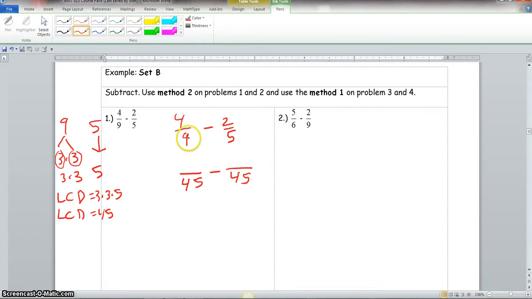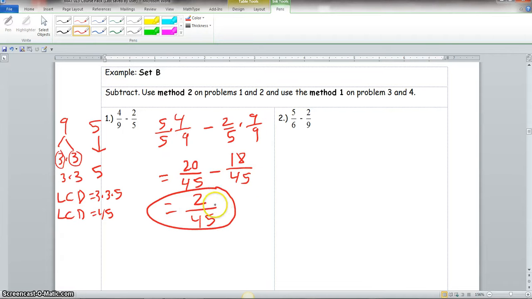So we just take 45 divided by 9, which we know is 5. So we'll multiply the numerator and denominator by 5. And then here 45 divided by 5 is 9. We'll multiply the numerator and denominator by 9. 5 times 4 is 20. And 5 times 9 we know is 45. 2 times 9 is 18. And 5 times 9 is 45. So now we subtract. Our denominator stays 45, and 20 minus 18 is 2. So that is our final answer.